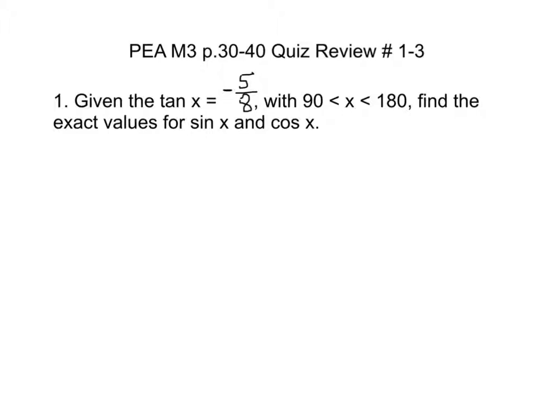All right, we are given tan x equals -5/8 with x between 90 and 180. Find the exact values for sine x and cosine x. All of these problems will be without a calculator. Okay, so step 1, draw our circle.